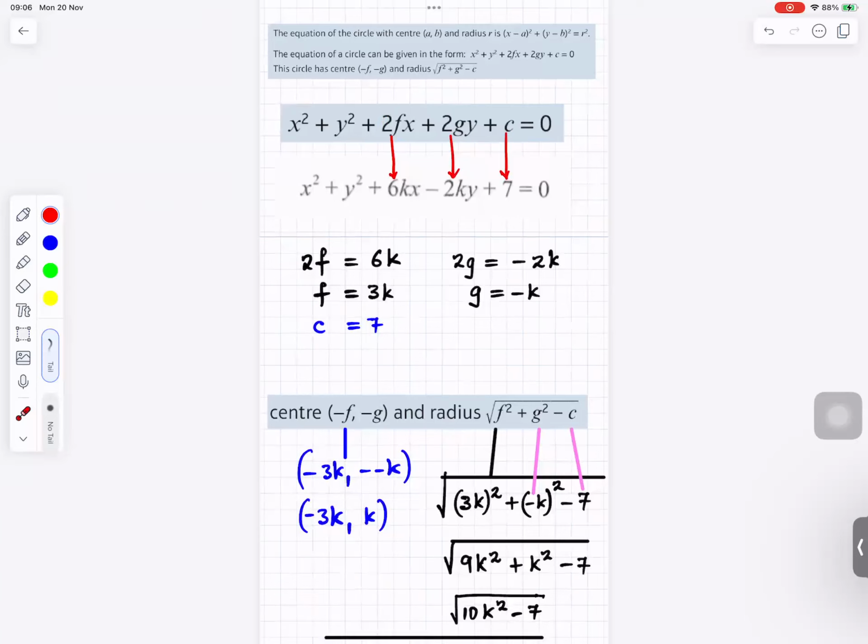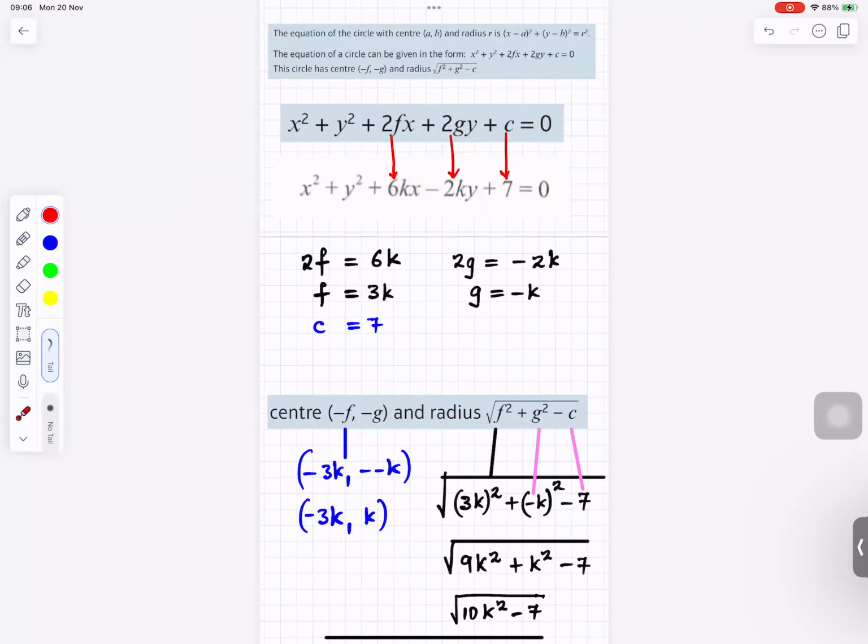So what will f be? You divide by 2, divide by 2. F is 3k. Now, for the next one, 2g has to be equal to minus 2k. You divide by 2 on both sides, so g equals minus k. And c obviously is equal to 7 there. And the zeros are the same there.